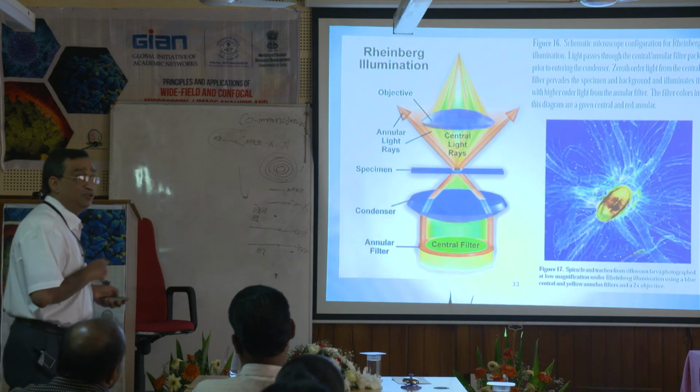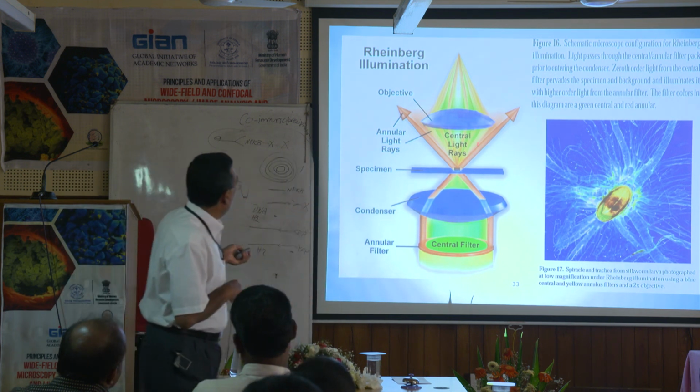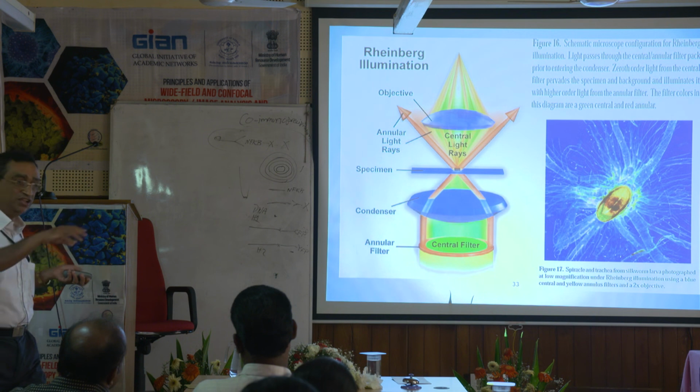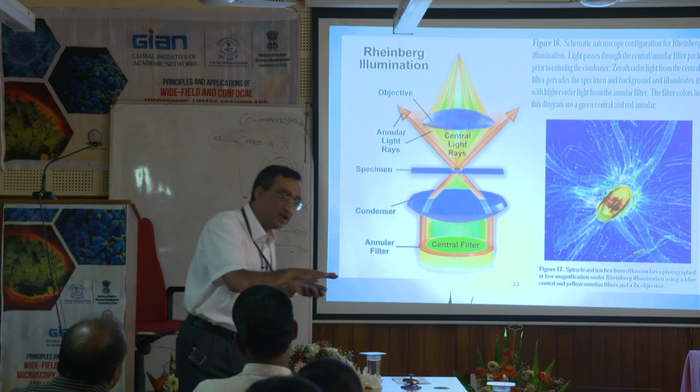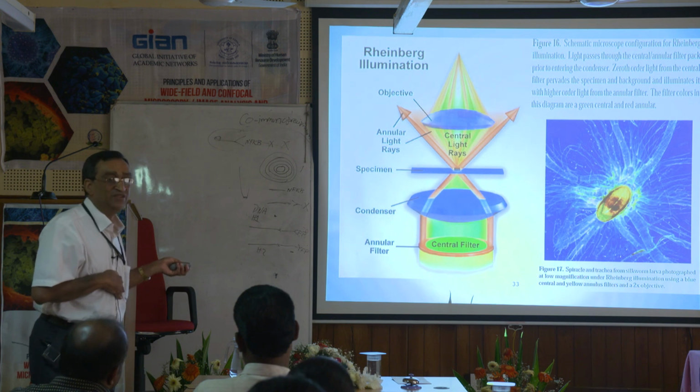Now, you have another technique called Rheinberg illumination. See, what is done is, here, instead of having the central portion completely covered, you have a central filter with some color.